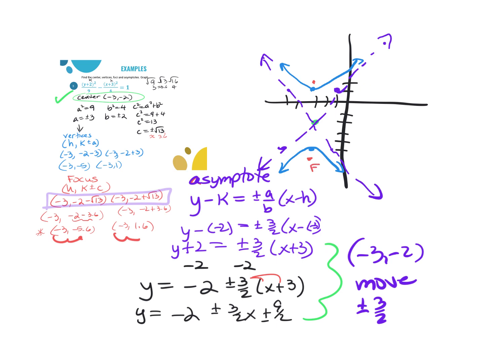So the focus points are in red. Your vertices were in blue. And then let me go ahead and outline the graph here in pink. So this would be the hyperbola. And again, it's transversing the y-axis because the first variable we saw was the y.